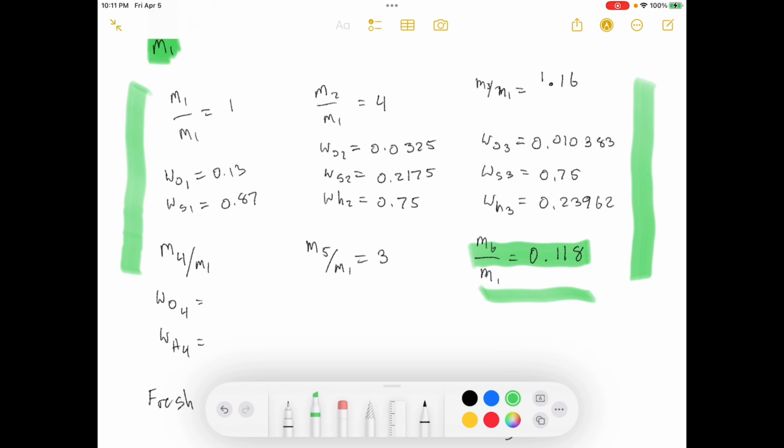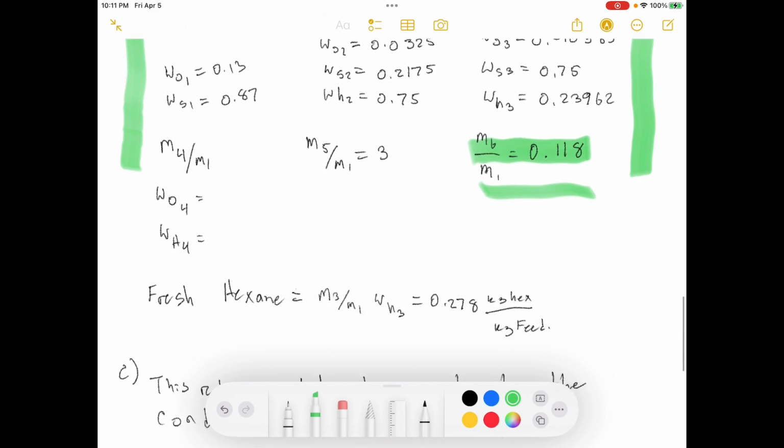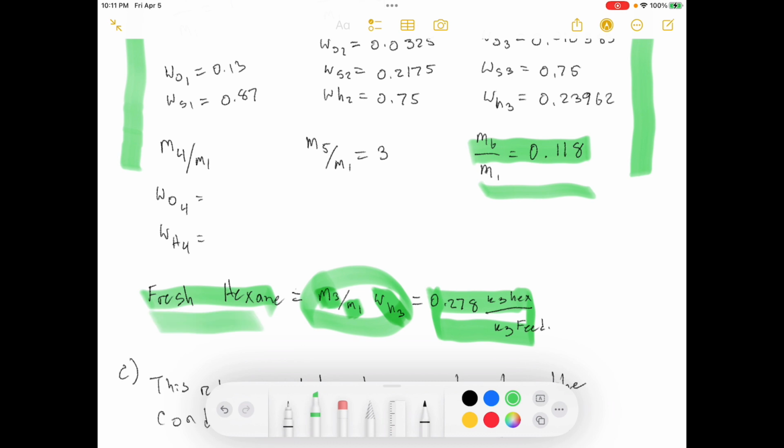The ratio of fresh hexane feed, that's this one right here. So we have M3 divided by M1, that's the total amount of hexane that's leaving times the total weight percent. That's the total. All this together, the total amount of hexane leaving, is also equal to how much you need to add, the fresh feed, okay? So this ratio is this right here, okay?